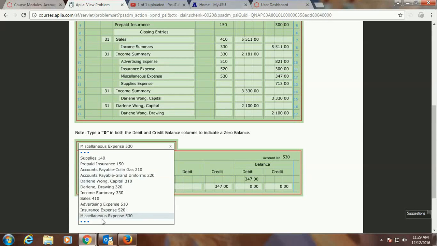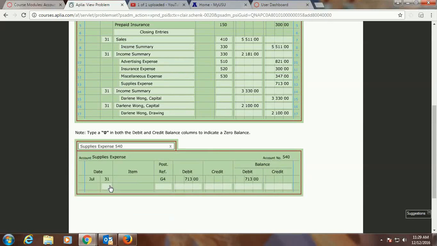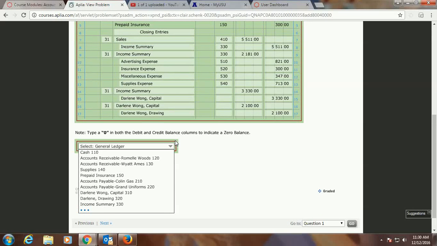Go to supplies expense, the 31st. G4 is the post reference in the ledger. It's a credit of 713. That gives me a new balance of zero. And so 540. Now all of my expense accounts have a zero balance, which is good because I'm ready for the next fiscal period. It wouldn't make sense for them to carry a balance into the next fiscal period, because it wouldn't give us a true reflection of what's going on.